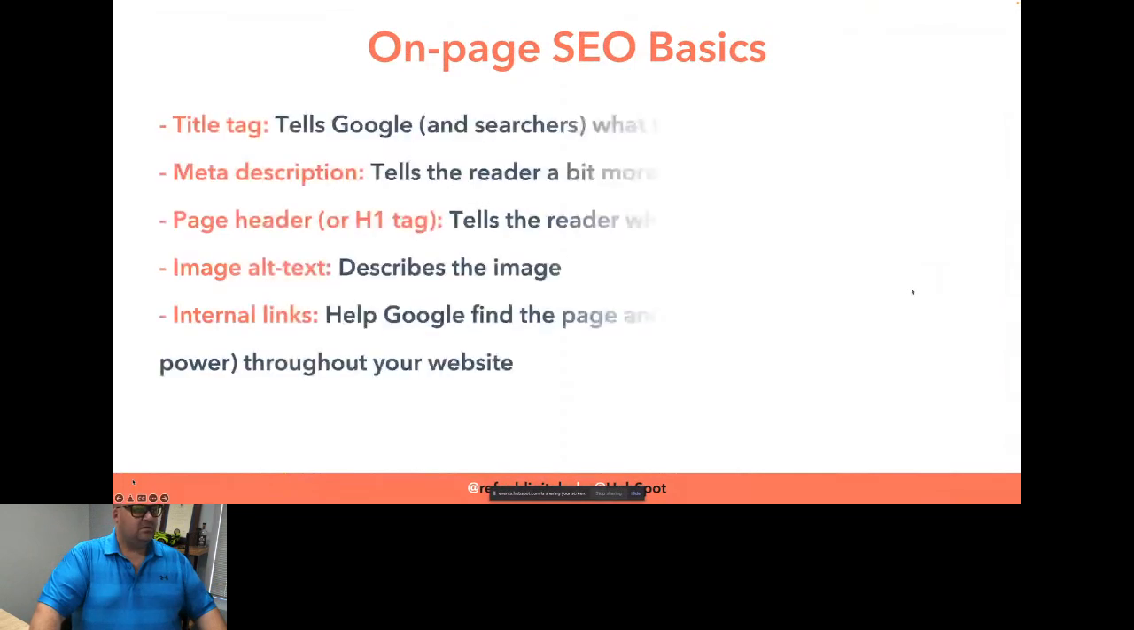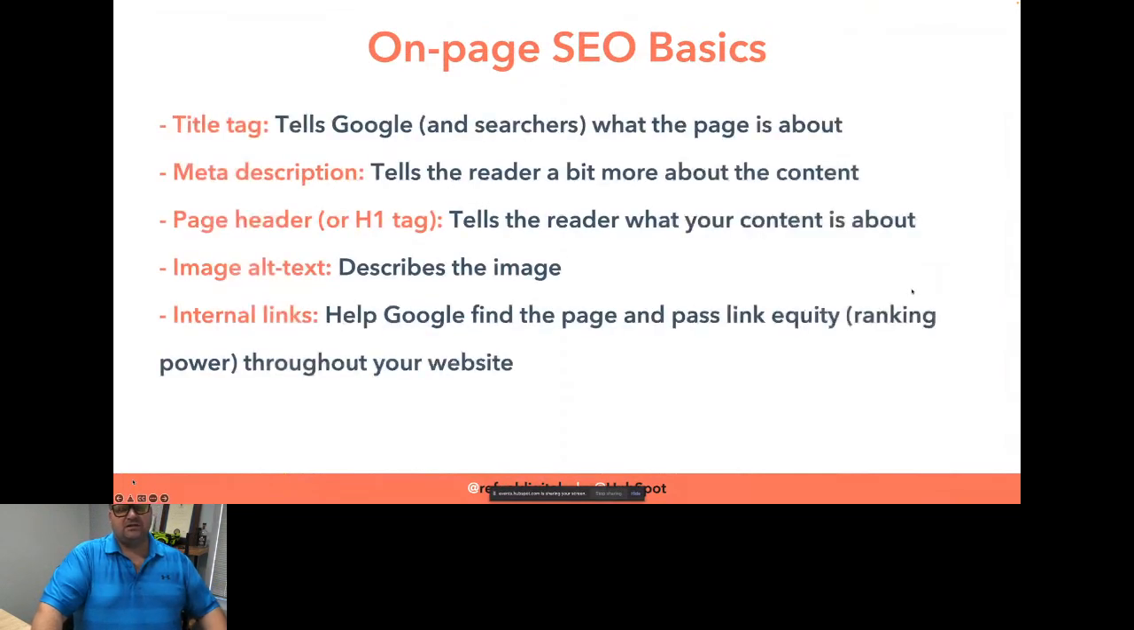When we're putting together our pages, and HubSpot have a tool for this, we have a few different areas that we really need to cover off. First of all, we've got our title tag. This tells Google and our searchers what the page is about. It also appears as the name of the article in the search results, which is often an overlooked aspect here as well.